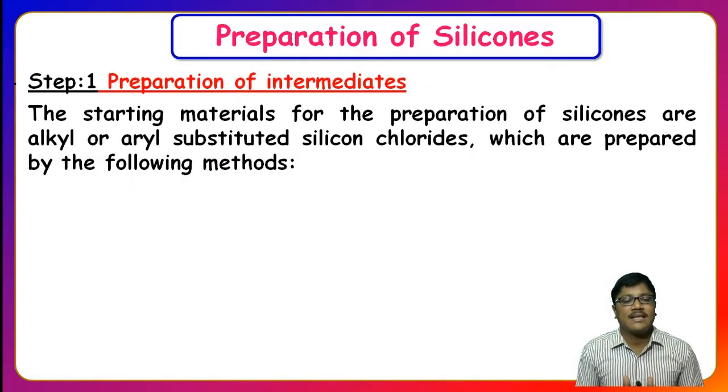Firstly, let us discuss the preparation of intermediates. The intermediates required for silicone preparation are alkyl or aryl substituted silicon chlorides. They can be prepared by the following 2 methods.